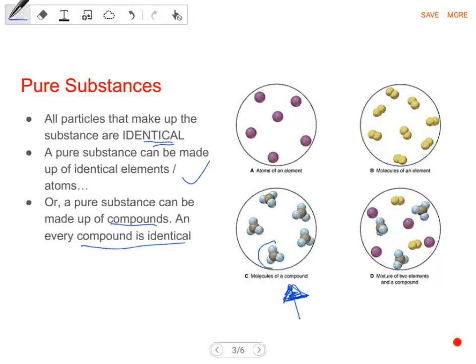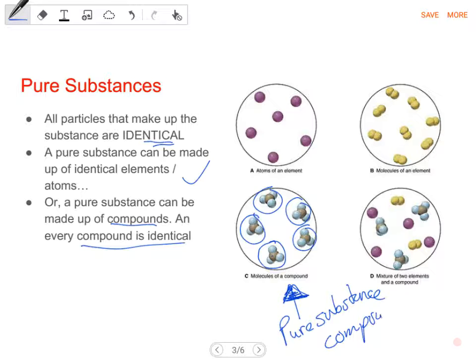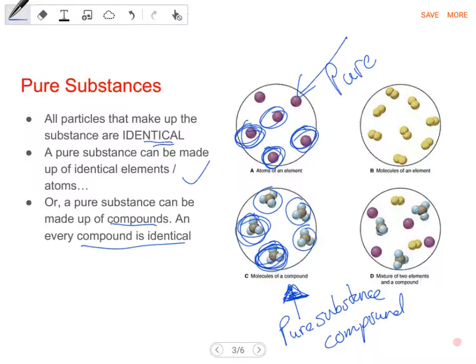As you can see, right here you have a compound. Let's say it's 1 A and 3 B's. The point is, everything else in there is 1 A and 3 B's. That's a pure substance compound. Now right here, this is also a pure substance, but in this case, everything is the same atom or element. So basically, to have a pure substance, everything inside of it has to be identical. It can either be based on the same atom over and over, or it can be simply a compound that repeats.